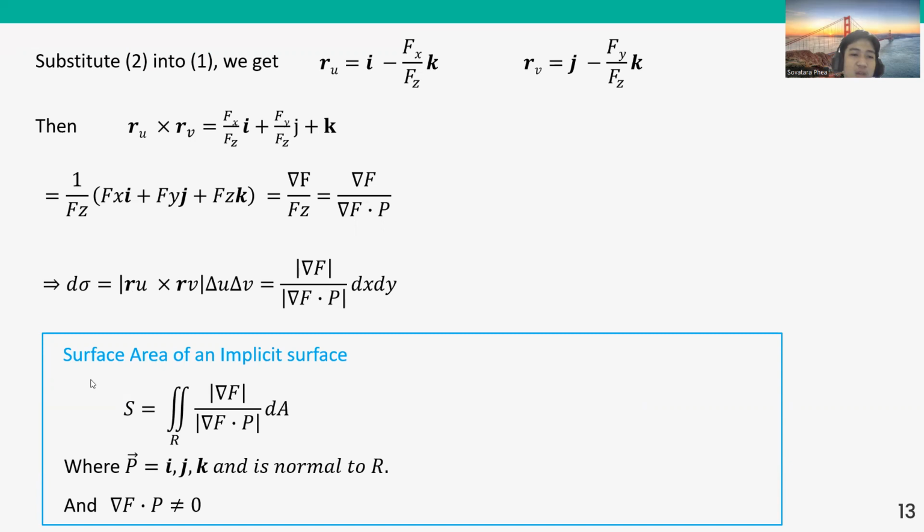So we get the formula for the surface area of an implicit surface as equal to the double integral over the region R, absolute value of gradient f over absolute value of gradient f scalar p dA, where vector p equals ±k and is normal to region R, and gradient f scalar p is never zero. So there you go, the formula of the surface area of an implicit surface.